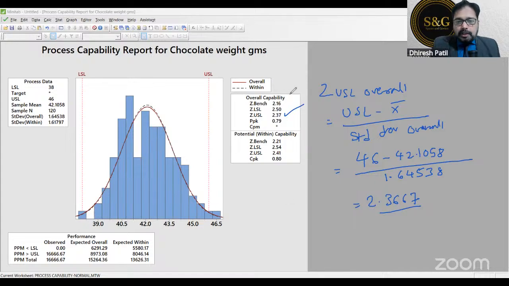Super clear? So ZLSL and ZUSL. Now listen to me very carefully. What is this Z bench value then? This is very, very important. Now there are two ways of looking at it. Let me remove this first.